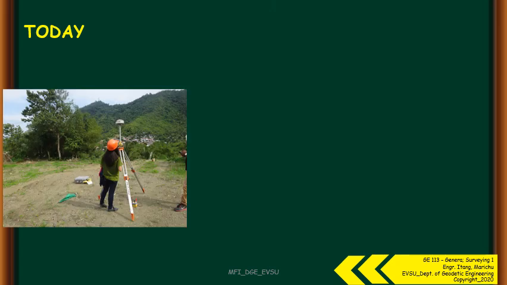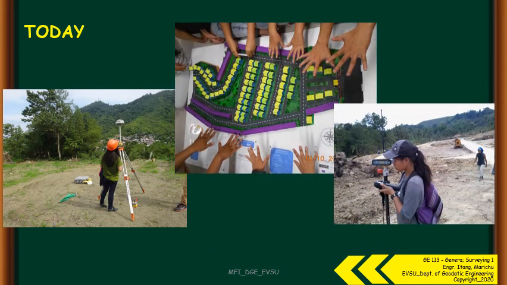Today, as you can see in the picture, we are using advanced instruments. This is what is called the real-time kinematic instrument, or RTK. It simply senses signals from the satellite, and the satellite sends signals back, so we can determine the position on the surface of the Earth by the use of the triangulation method. Later we are going to discuss what triangulation is.